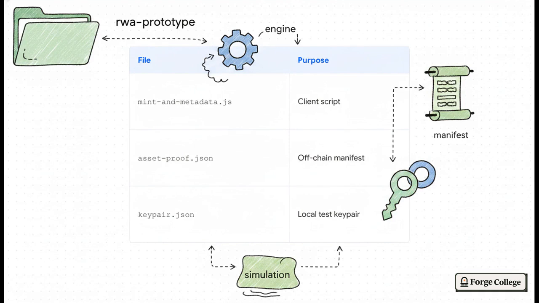You'll just make a project folder called RWA prototype with exactly 3 items inside. Mint and metadata.js is our engine, the client script doing all the heavy lifting. The asset proof.json is our off-chain manifest that actually details the physical item, and our keypair.json is just the local test keypair we use to sign transactions. These 3 little pieces fit together perfectly to run the whole simulation.